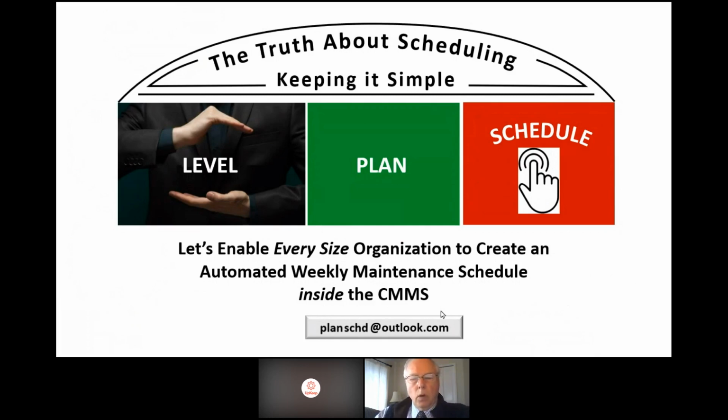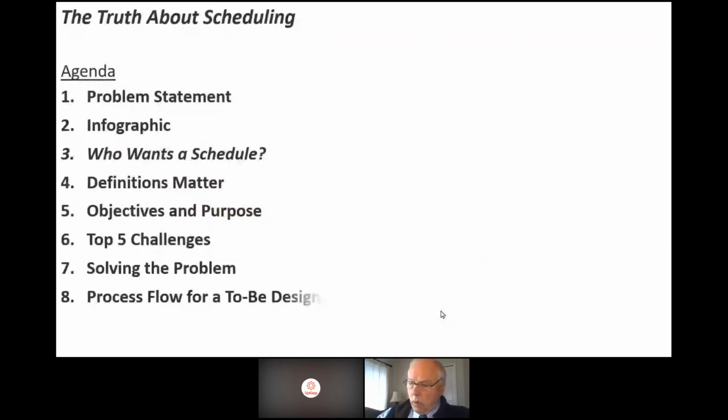It's a combination of the software, the surrounding process, and the supporting roles, which I'll be showing you in a moment. So I'm saying this: let's enable every size organization to create an automated weekly maintenance schedule inside the CMMS. In other words, no add-on is required. Imagine that. Now, there would be some configuration, but you do not need to purchase any add-on and provide annual support costs.